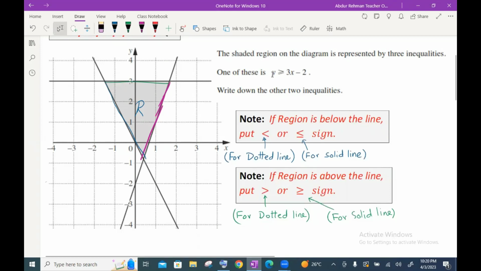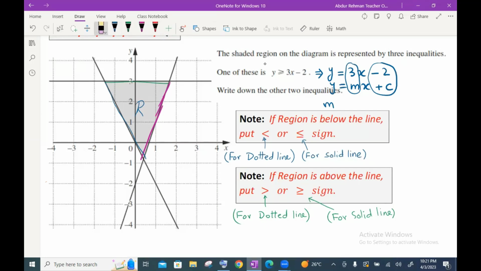One of these inequalities is given, y is greater than or equal to 3x minus 2, and the first step is to recognize the line of this inequality. So convert it into an equation. The equation will be y equals 3x minus 2, and compare with y equals mx plus c. When we compare it, the gradient will be positive 3, and c, the y-intercept, is minus 2.